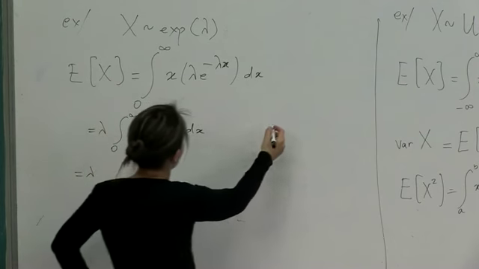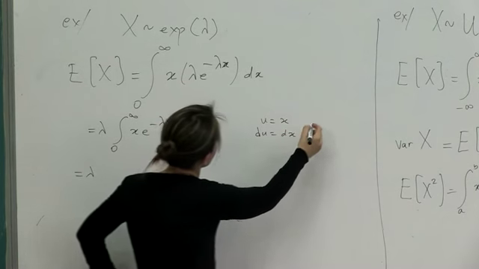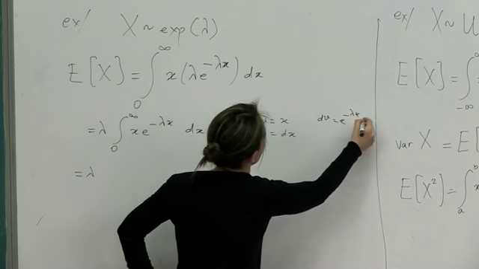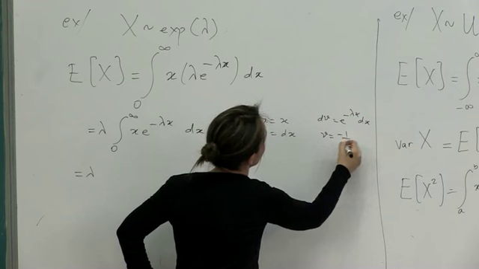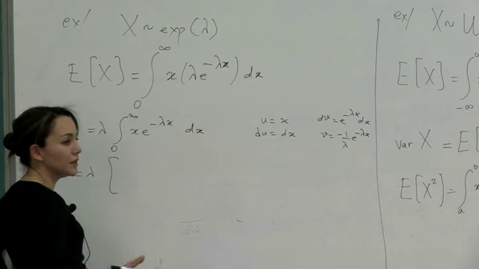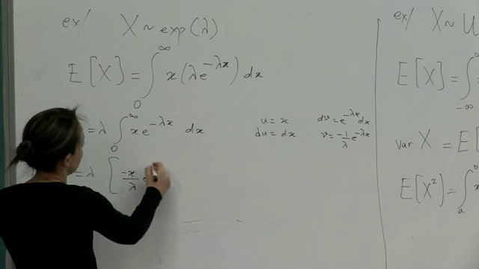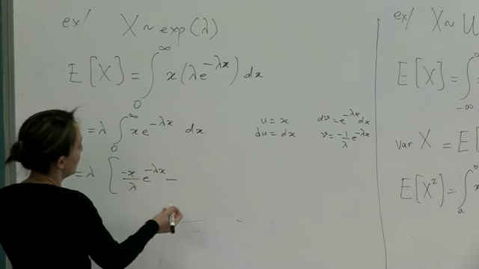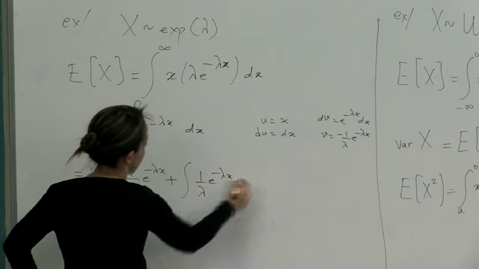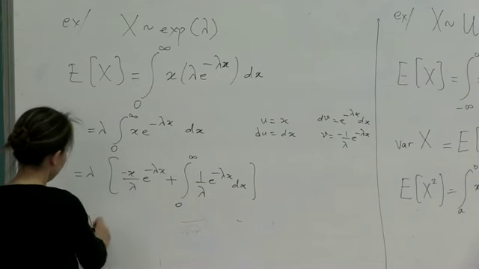Now, what do we do? u is x, du is dx, and dv is e to the minus lambda x dx. So v is minus 1 over lambda e to the minus lambda x. Okay, so we need to do uv minus the integral of v du. uv is minus x over lambda e to the minus lambda x, minus the integral from 0 to infinity of 1 over lambda e to the minus lambda x dx. Okay, so that's the integral we have.